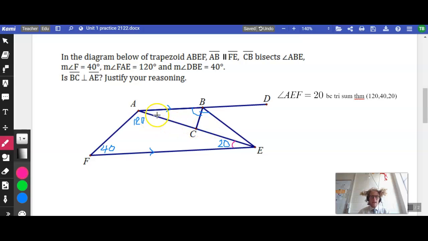We have two parallel lines cut by a transversal. The giveaway is generally the Z shape. Oh, Z shape. I missed my stylus. So Z shape, this angle, and this angle are going to be congruent. So you will say this. So now we know that that angle is 20.